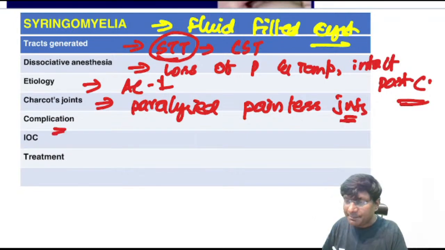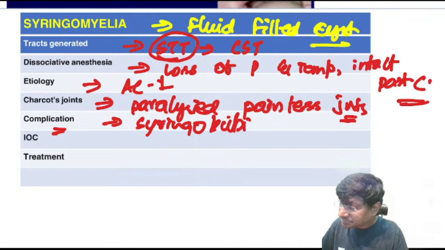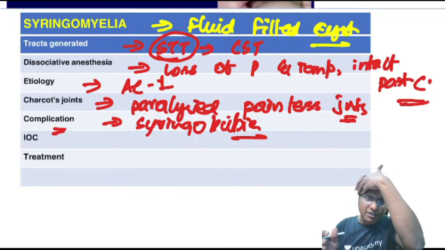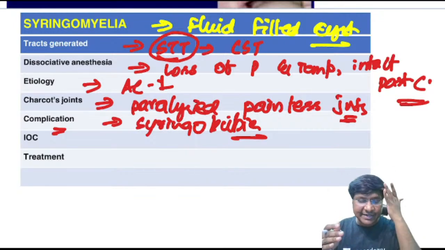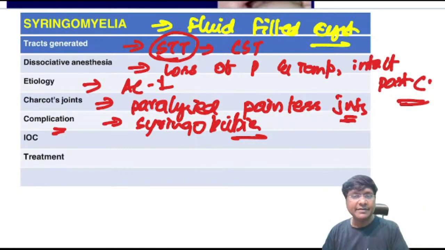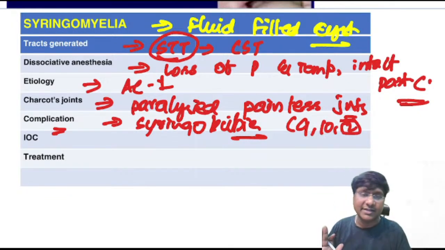Then what is the complication in syringomyelia? The complication that they can develop is syringobulbia. The most common site of syringomyelia is the cervical part of the spinal cord. Once the syringomyelia progresses upwards into the brainstem, the individual will develop syringobulbia, where there is involvement of the 9th, 10th, and 12th cranial nerves.